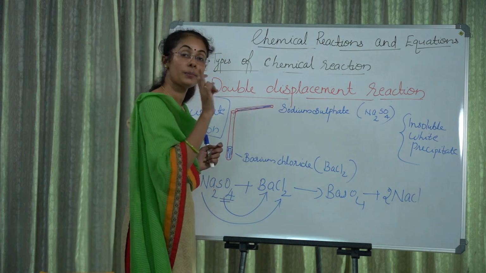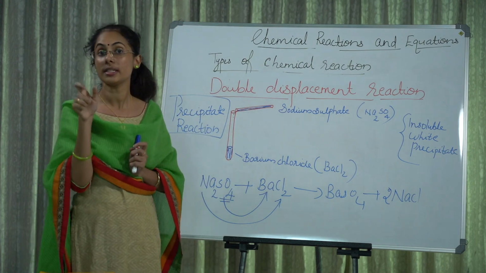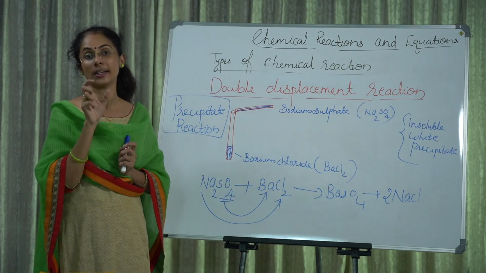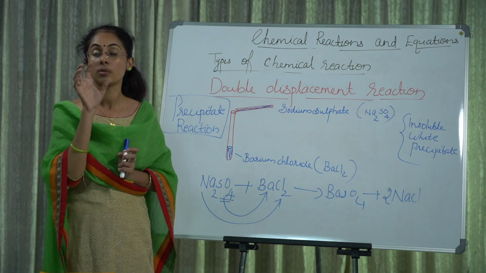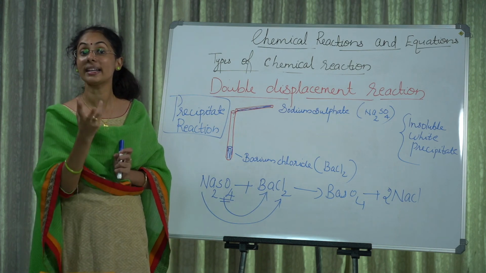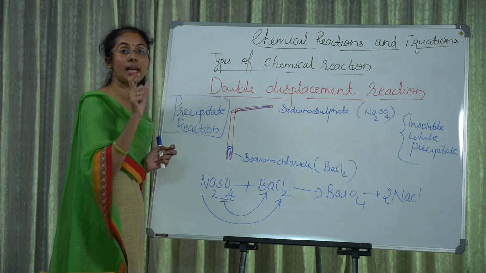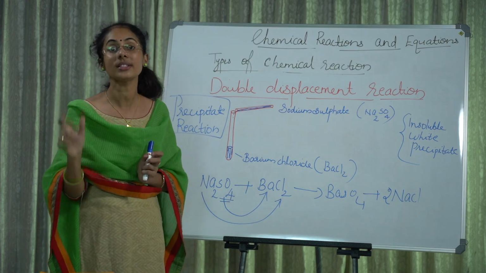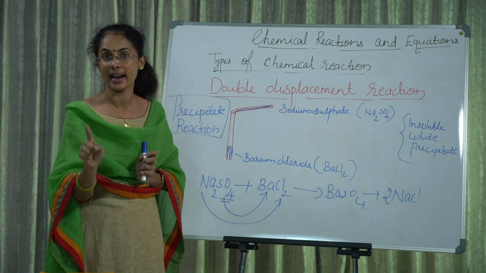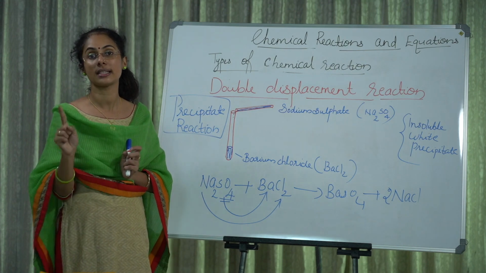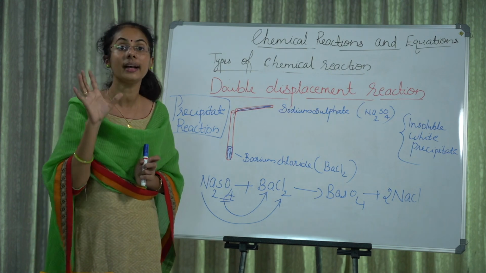Here one byproduct is formed, that is known as a precipitate. In any chemical reaction, if a precipitate is formed, what is a precipitate? A white color thing. That type of reaction is known as a precipitate reaction.